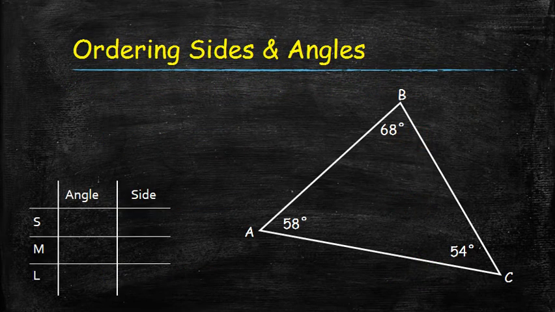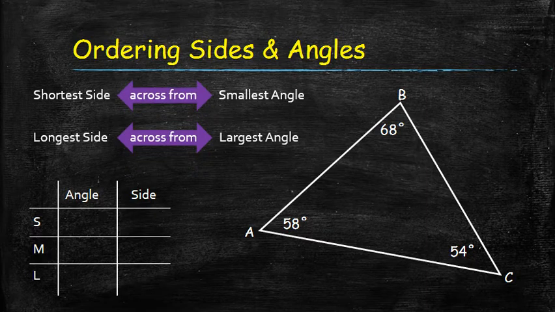We can use the information given for a triangle to place sides or angles in order from least to greatest or greatest to least. Our rule is that the shortest side is across from the smallest angle, and the longest side is across from the largest angle. It helps to draw out a table with columns for angles and sides, and rows for smallest, middle, and largest. Then we use the information we're given to fill out our chart.